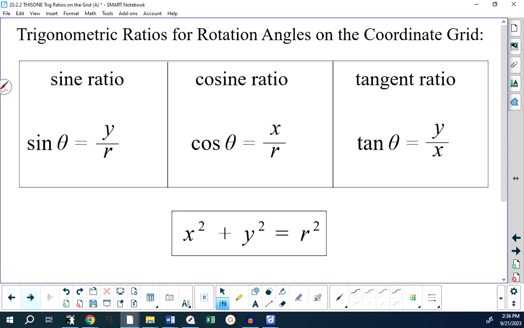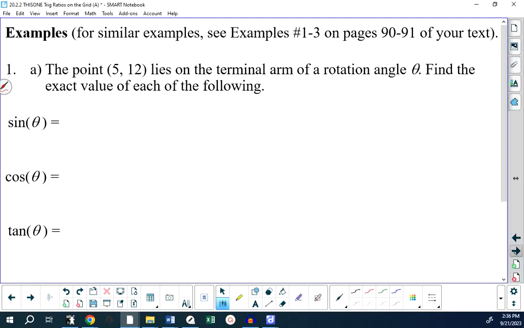So you don't need to memorize this, but boy, I hope you're not going to go to your formula sheet every time to know cosine is x over r. All right, let's get to it. Examples. The point (5, 12) lies on the terminal arm of a rotation angle. What's the exact value of sine of theta?